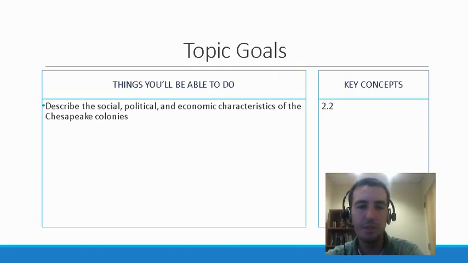So the topic goals, the things you'll be able to do when the lesson is over. You'll be able to describe the social, political, and economic characteristics of the Chesapeake colonies. So remember, social is what the people were like, political usually refers to law and government, and economic deals with things like trade and business. So you'll be able to describe all those things in terms of the Chesapeake colonies.